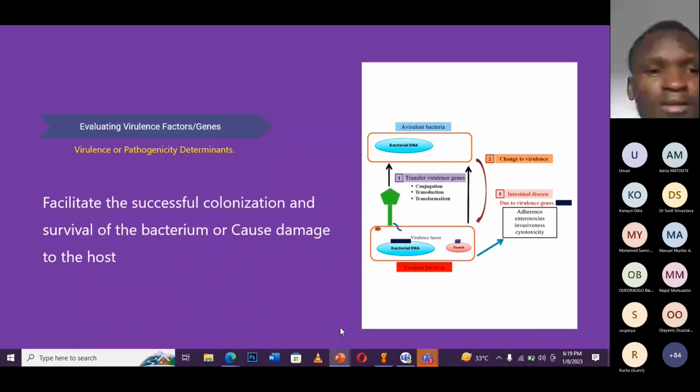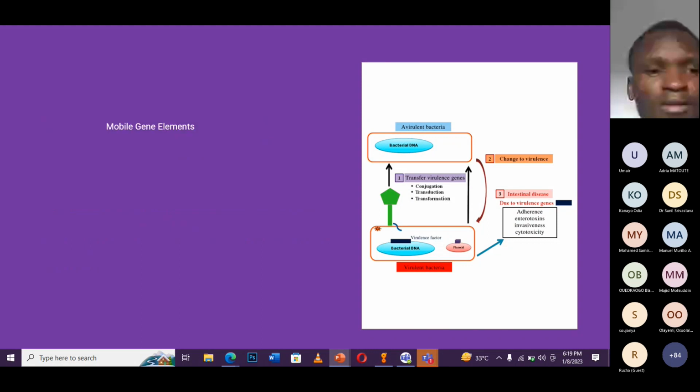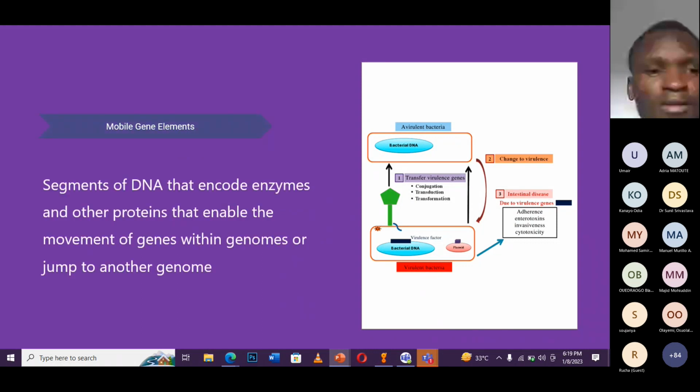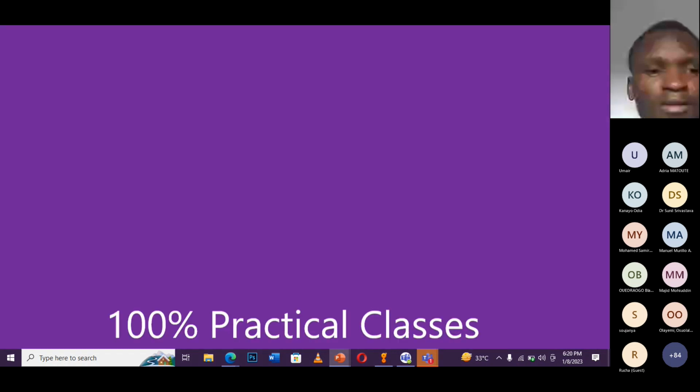Then we have the virulence or pathogenicity determinants, which are the virulence genes or virulence factors that facilitate the successful colonization and survival of bacteria or cause damage to the host. This is a very important part of metagenomics analysis. Then we have the mobile gene elements, segments of DNA that encode enzymes and other proteins that enable the movement of genes within a genome and outside genomes. We're also going to do that.